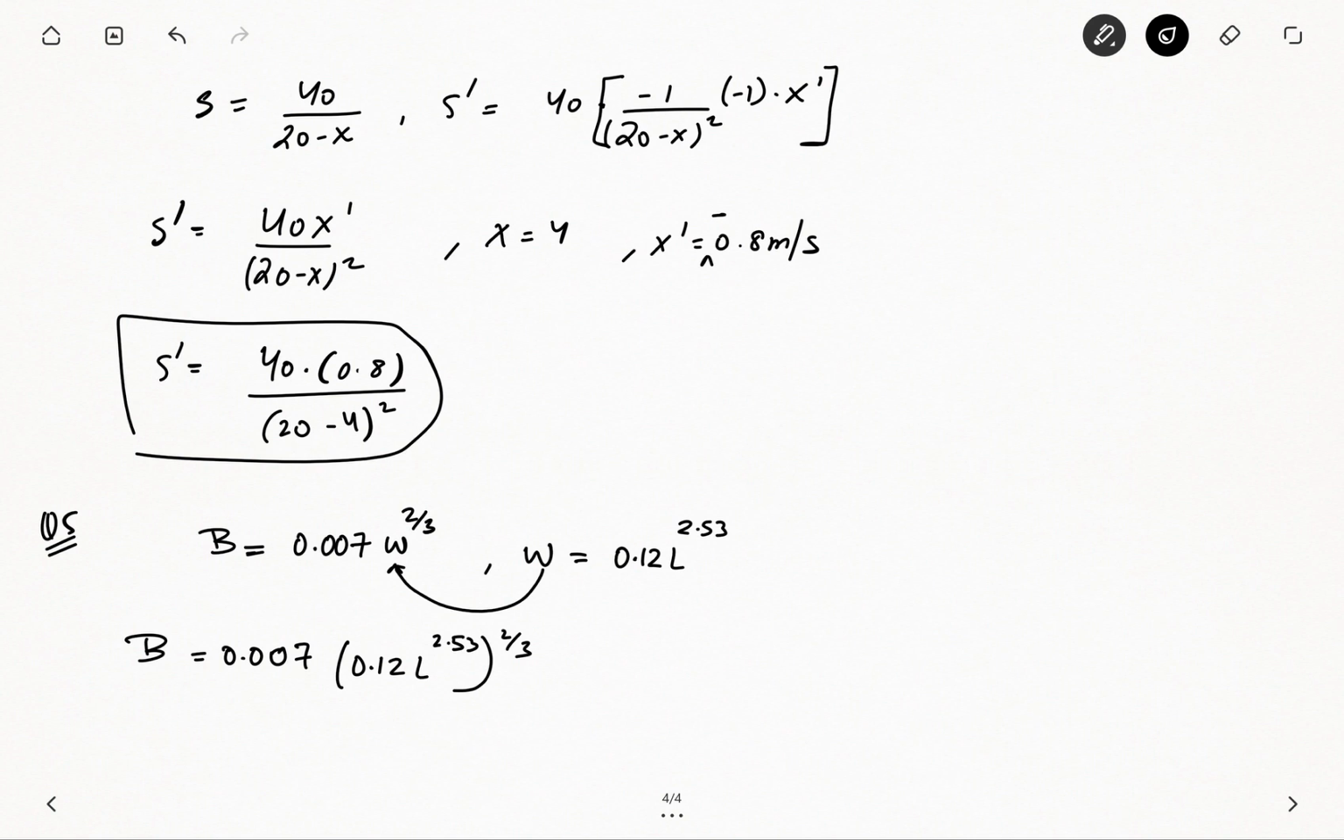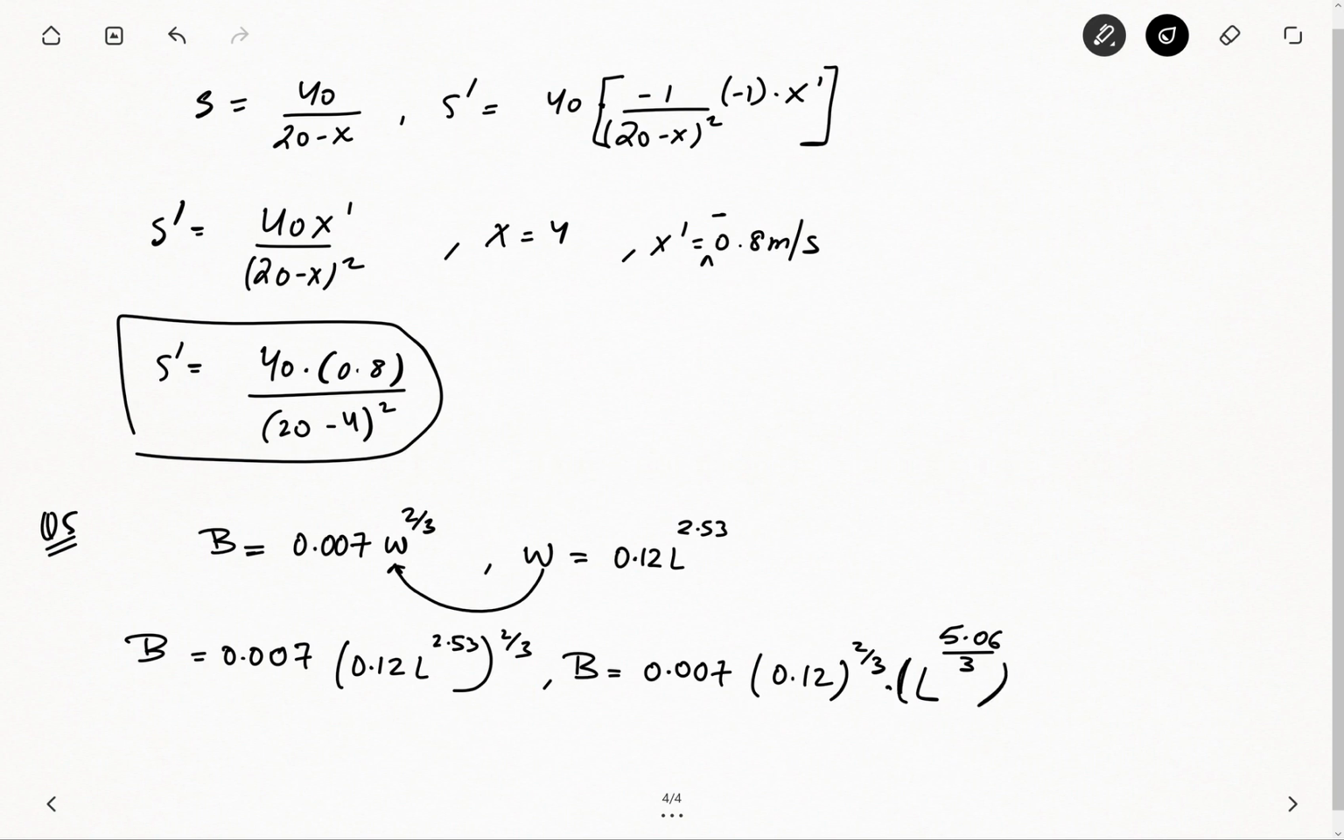Now 2.53 times 2 is going to give you 5.06. So our expression, 0.07, so we have 0.12 to the power 2 over 3 times L to the power of 5.06 divided by 3. All I did is just expand it out. So 0.12 times L to the power of that could be split up into 2 pieces.